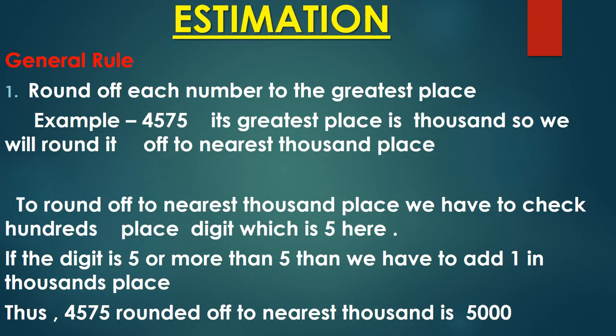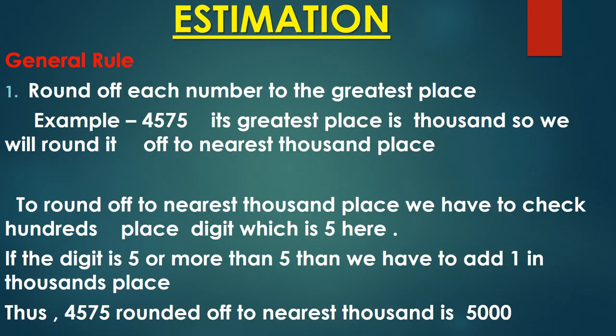Now the next topic that we have done in the first chapter is estimation. In this estimation topic, we have done one general rule. What is this general rule? According to the general rule, we will round off each number to its greatest place. Whatever the greatest place of that number, we will round off according to that. See one example, 4,575. Its greatest place is 1000. So we will round it off to the nearest 1000 place.